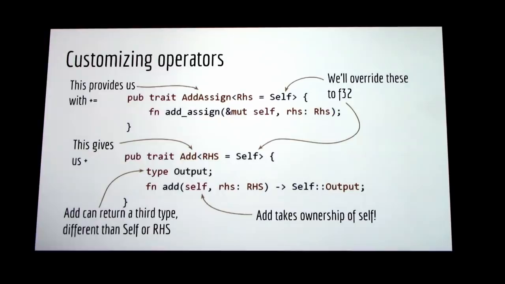One crucial difference between the two of them is that the assigning version takes a mutable reference, while the non-assigning version takes ownership, which means that if you have ownership of it, you can get a mutable reference from that. But if you have a mutable reference, you can't steal ownership from the owner. It has to be given to you. This means that if you have add assign, you can implement add in terms of add assign, but you can't go the other way around.